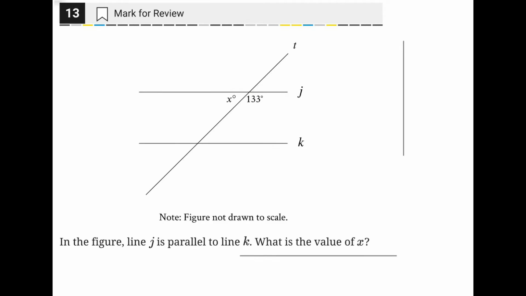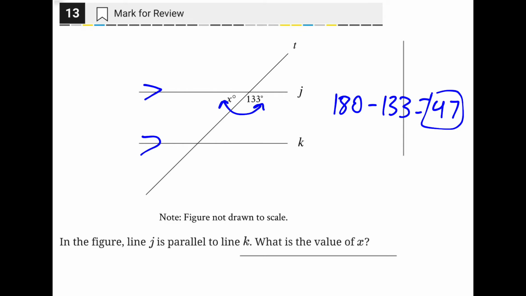If J is parallel to K, that means that T is a transversal, so there are corresponding and supplementary angles. And that means that these two have to add up to 180. So we take 180 minus 133, and we get 47. That's the value of x, 47 degrees.